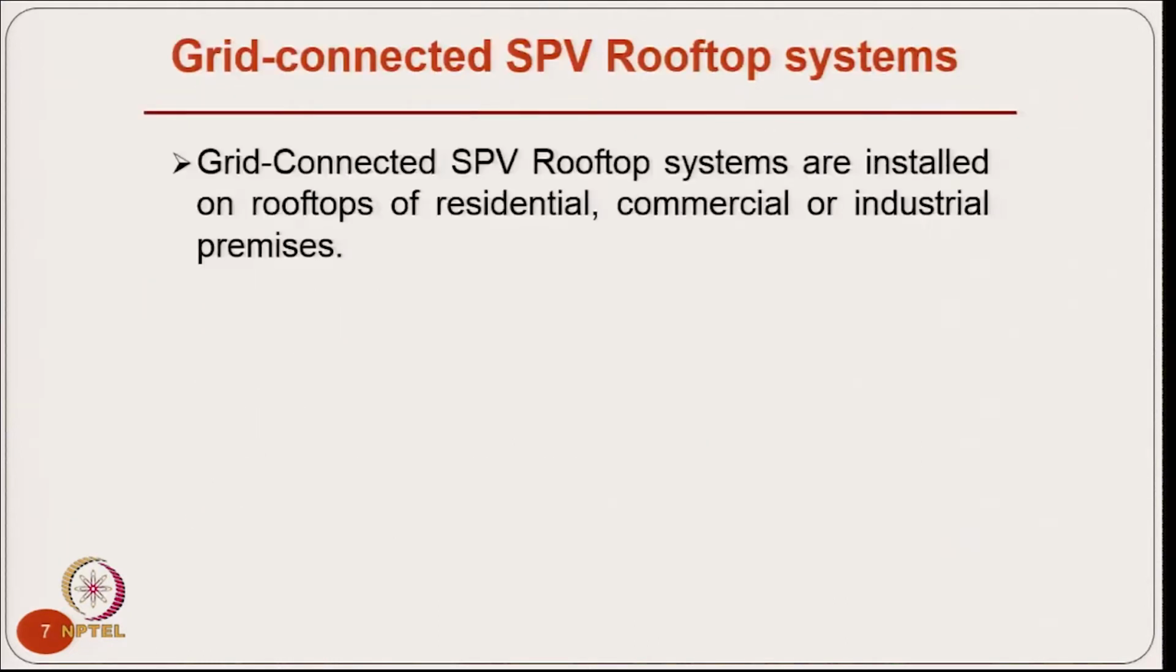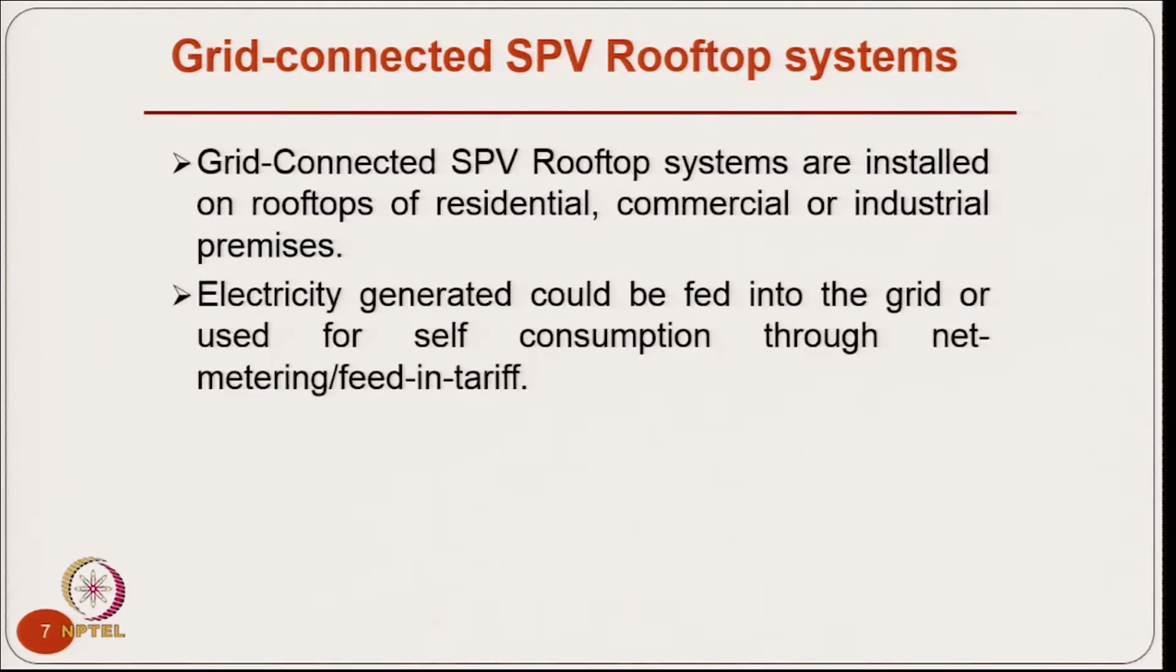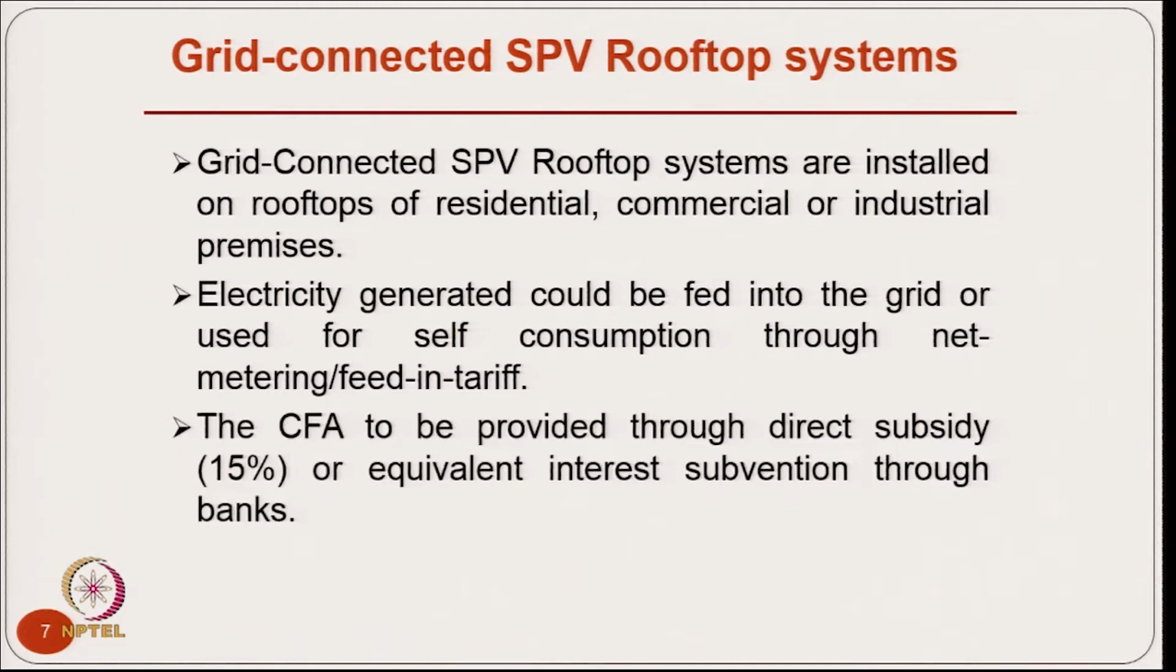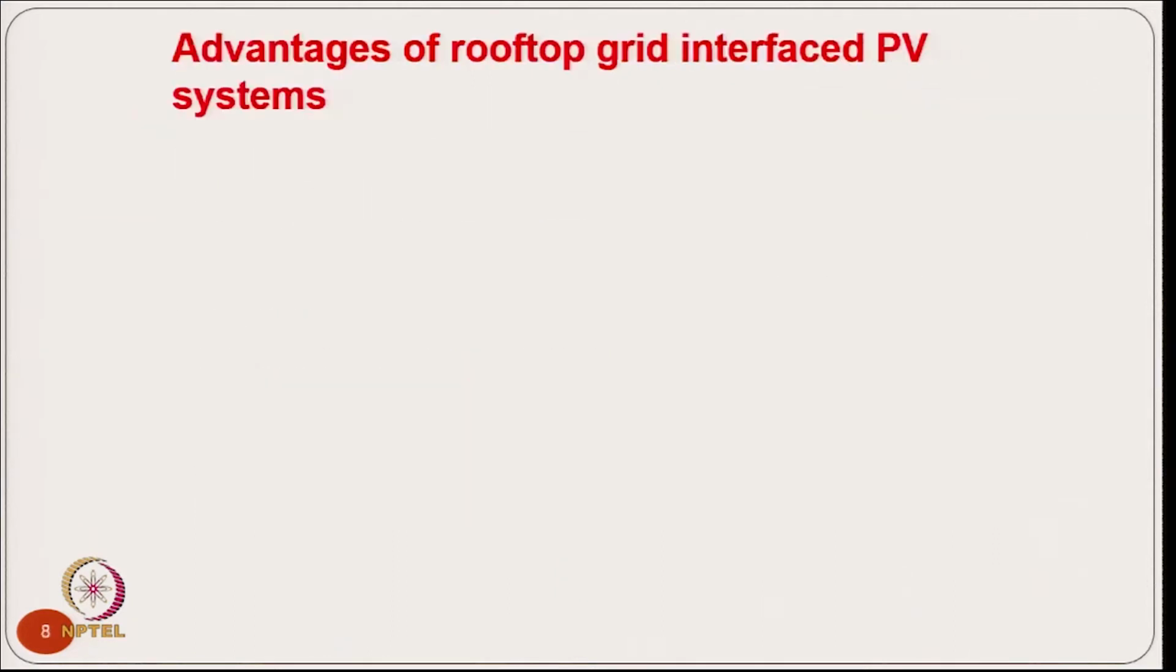Now, coming to the grid connected solar photovoltaic rooftop system. These systems are installed on rooftops of residential, commercial and industrial premises. Electricity generated could be fed into the grid or used for self consumption through net metering or feed in tariff, and CFA to be provided through a direct subsidy of around 15% or equivalent interest subvention through banks.